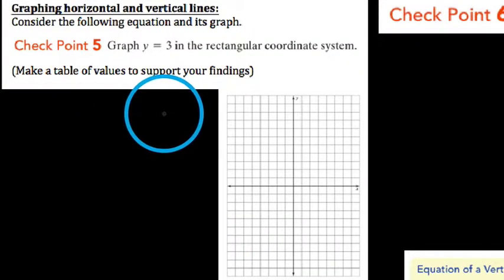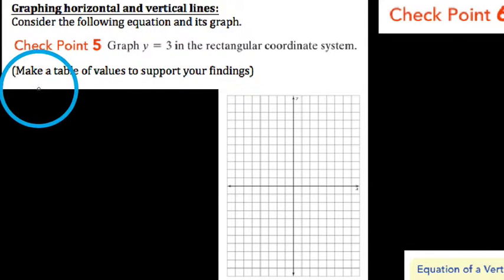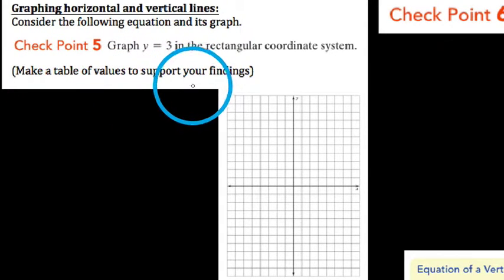Okay, YouTube, briefly in this video I want to go through how we graph horizontal and vertical lines and then indicate what's true about their equations every time. So we're going to start with this example right here. It says graph y equals 3 in the rectangular coordinate system. And as a hint here, I indicate that you should make a table of values to support your findings.